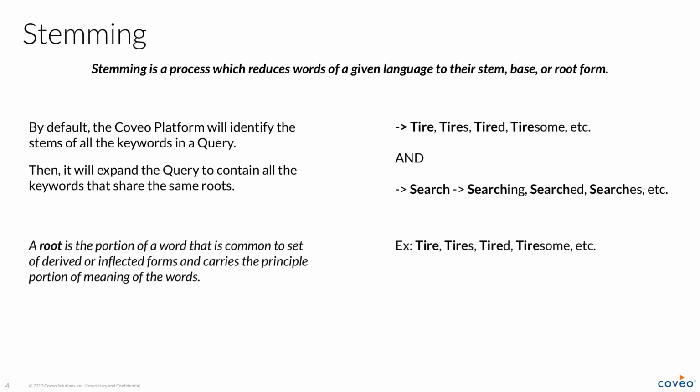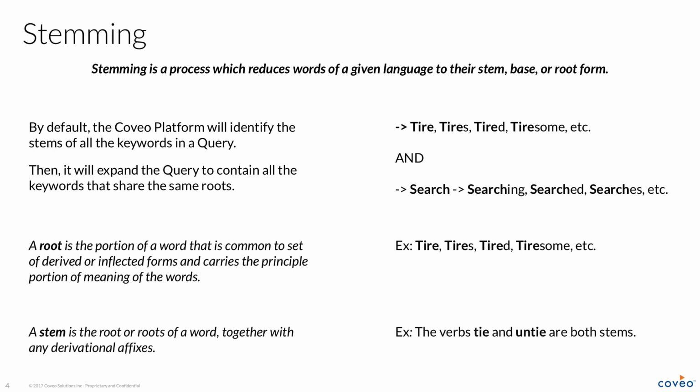A root is the portion of a word that is common to a set of derived or inflected forms and carries the principal portion of the meaning of the word. For example, tire is the root of tires, tired, tiresome, etc. A stem is the root or roots of a word together with any derivational affixes. It is not important to remember these definitions. Simply that the Coveo platform will perform this stemming expansion by default.